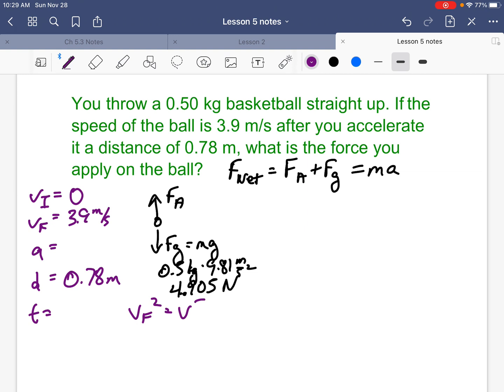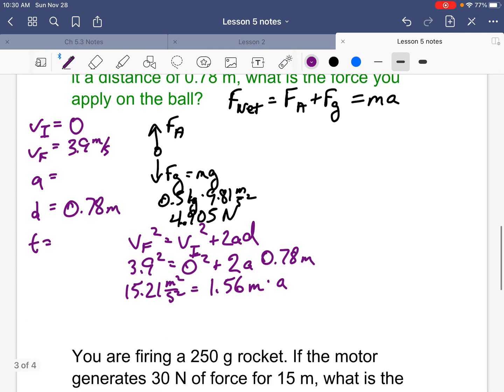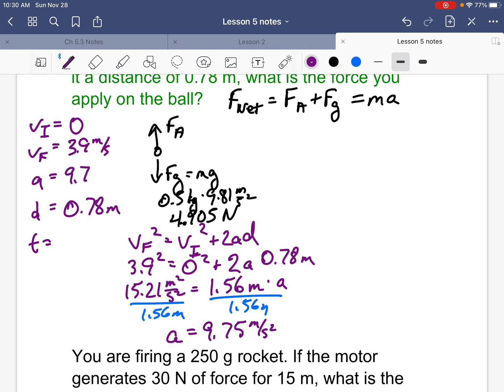We don't have time. Let's see, V final squared equals V initial squared plus 2 a d. So V final 3.9 squared equals 0 squared plus 2 times a times 0.78 meters. 3.9 squared is 15.21 meters squared per second squared, equals 2 times 0.78, which is 1.56 meters, times a. So we divide both sides by 1.56 meters. A is 9.75 meters per second squared.